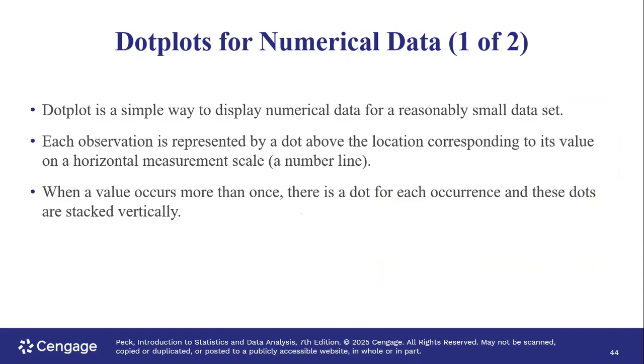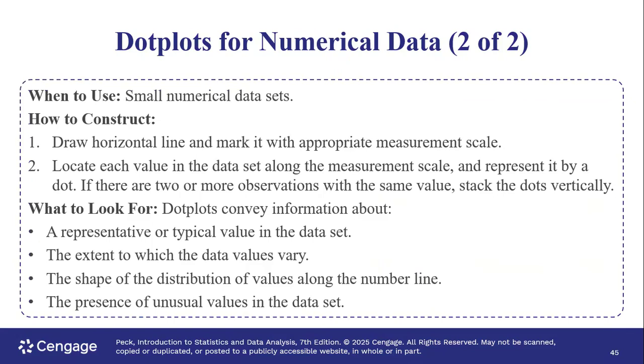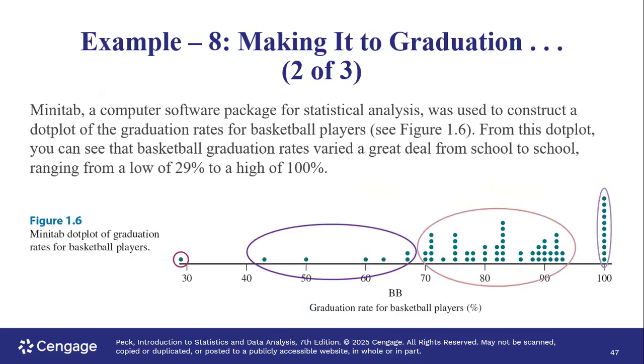Each observation is represented by a dot. So we draw a horizontal line, which is a number line. Then we put a dot on top of each number, how many times they occur in the actual data set. So here is a dot plot.